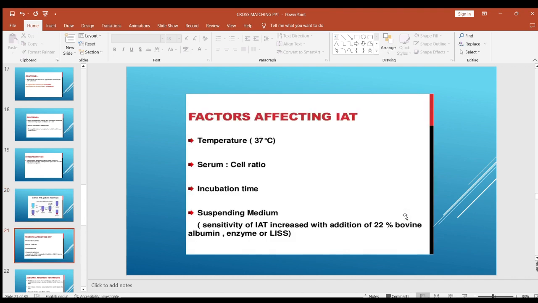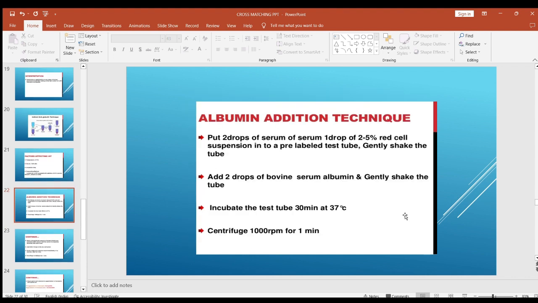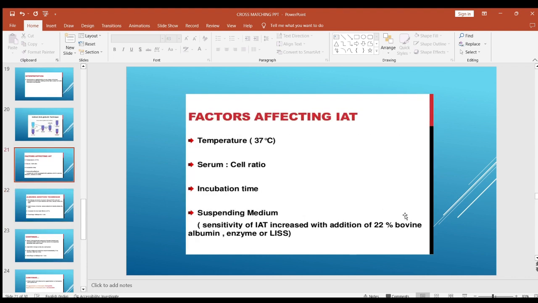Next we will move on to the factors affecting IAT: temperature at 37 degrees centigrade, and serum and cell ratio is another factor. Incubation time also affects the IAT technique, and the suspending medium: the sensitivity of IAT is increased with the addition of 22% bovine albumin, enzymes or LISS. These are the factors which affect the IAT technique.